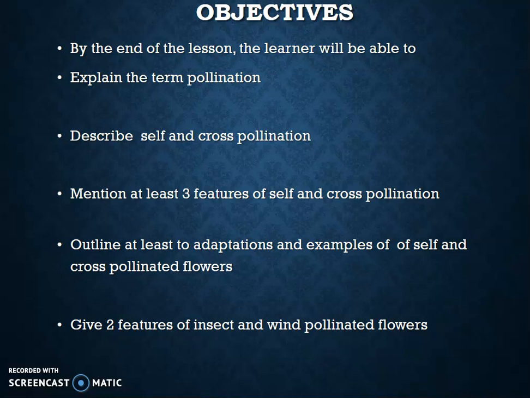By the end of the lesson, the learner will be able to explain the term pollination. The learner should also be able to describe self and cross-pollination. The learner again should be able to mention at least 3 features of a self and cross-pollinated flower. Then he or she should also be able to give some adaptations and even examples of self and cross-pollinated flowers, and also give some features, at least 2 of them, for insect and wind pollinated flowers.